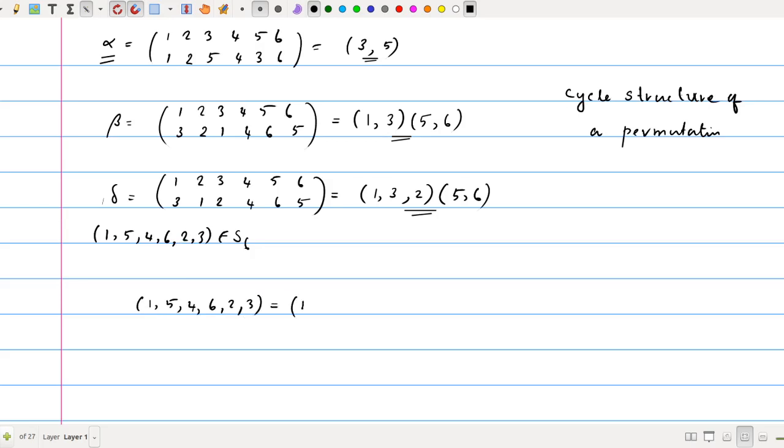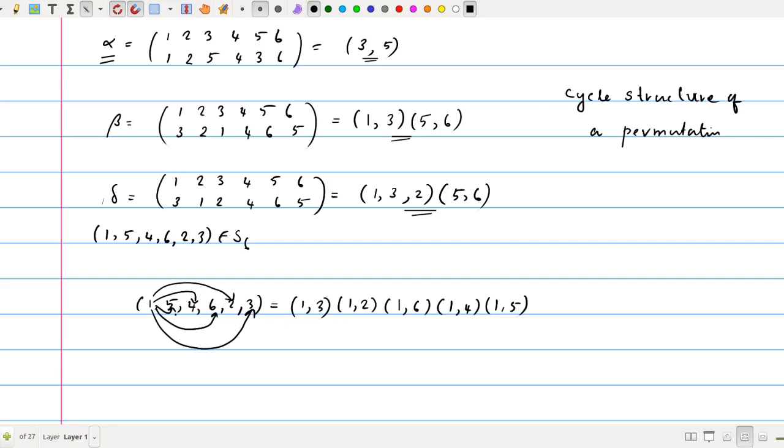can be expressed as the transposition (1 3) times (1 2) times (1 6) times (1 4) times (1 5). Okay, that means we constructed these transpositions using 1 and 3 first. First you take 1 and 3, then 1 and 2, then 1 and 6, then 1 and 4, then 1 and 5. So this is the way we constructed these transpositions. So once you take these transpositions, then you can write this (1 5 4 6 2 3) as a product of these transpositions. Okay, so how will you verify that?